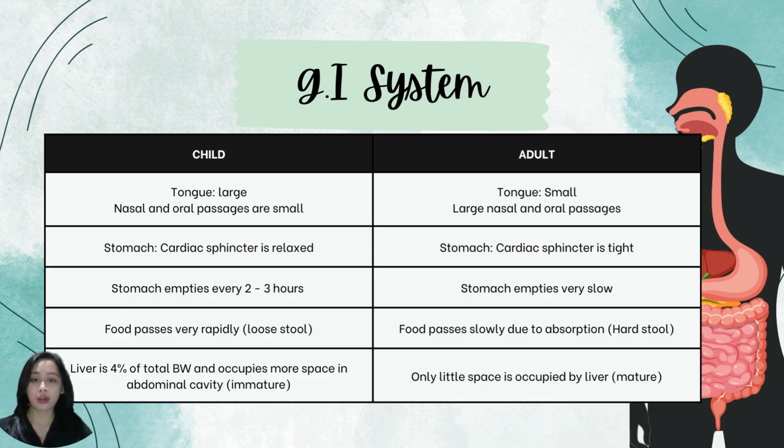In a child, the stomach empties every 2 to 3 hours because food passes very rapidly, producing loose stool. While in an adult, the stomach empties very slowly because food passes slowly due to absorption, and it produces hard stool. Inside a child, the liver is 4% of total body weight and occupies more space in the abdominal cavity, while in an adult, it only occupies a little bit of space.